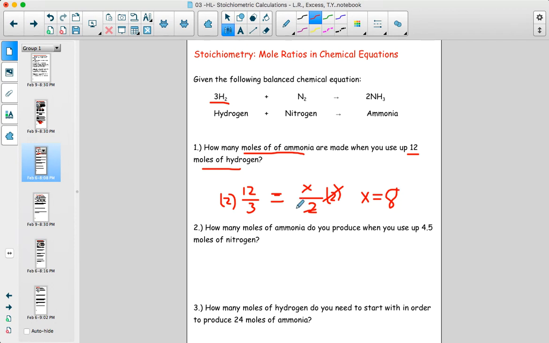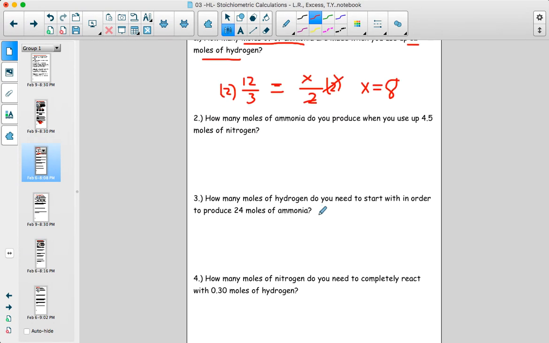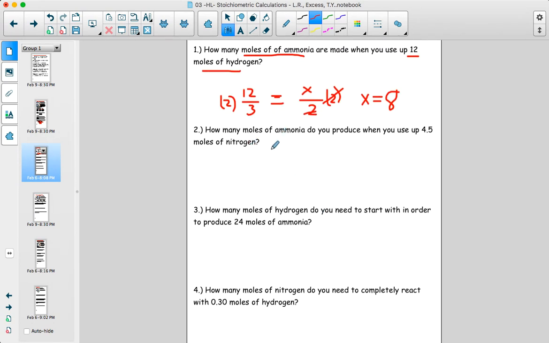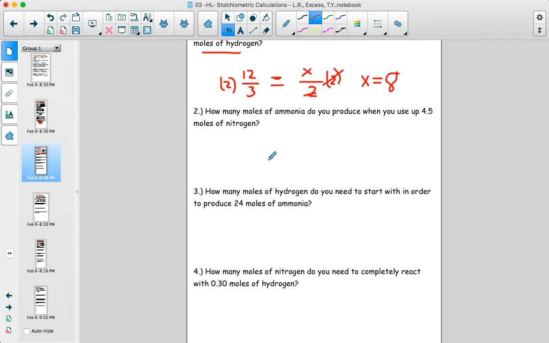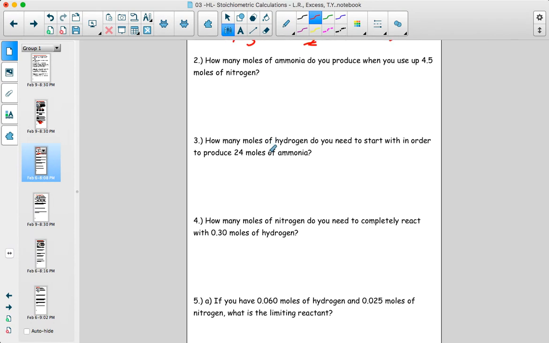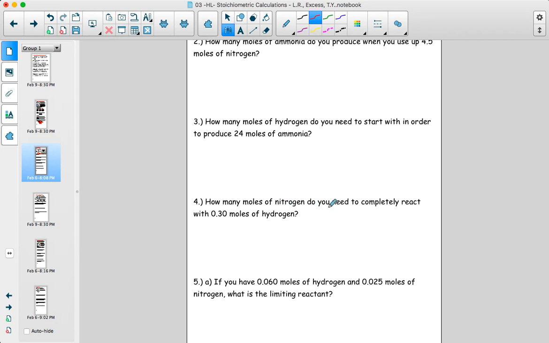Again, label things with, at least with formulas, and preferably with moles and formulas to keep everything organized. This is just the quick overview with the marker here. Okay. You can do this for nitrogen and ammonia. That's another reactant product example. So let's do one that's different. How many moles of nitrogen do you need to completely react with 0.3 moles of hydrogen?